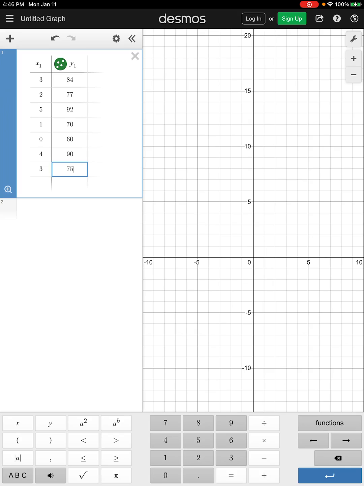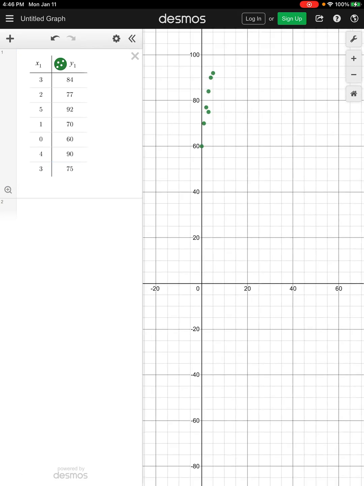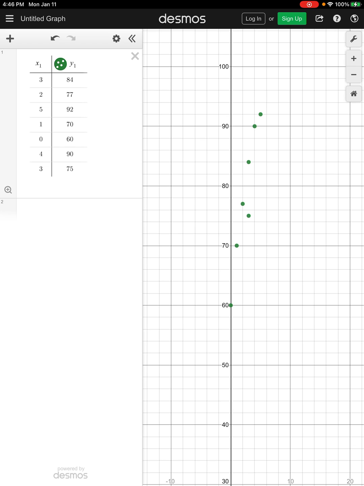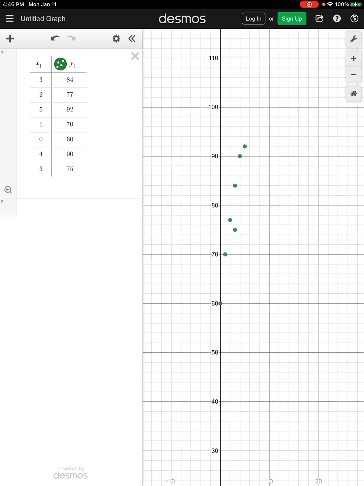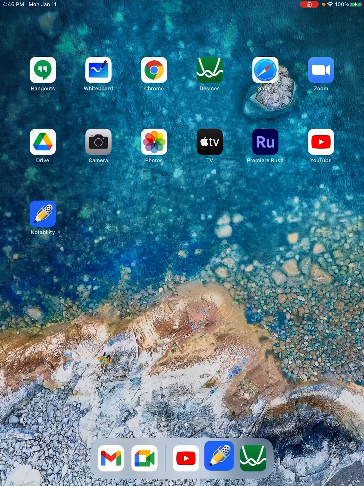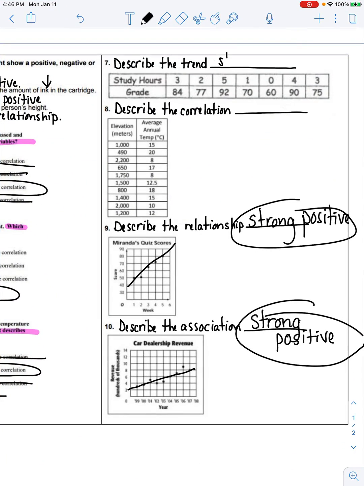Now remember, if you can't see your dots, you can zoom in or zoom out. So I can clearly see that there is a positive. So the dots look like they're increasing from 60 up. And it kind of looks like a strong correlation to me because the dots are pretty close together. So for 7, give yourself a check if you got strong correlation. And if you didn't put strong, go ahead and change that or add it.